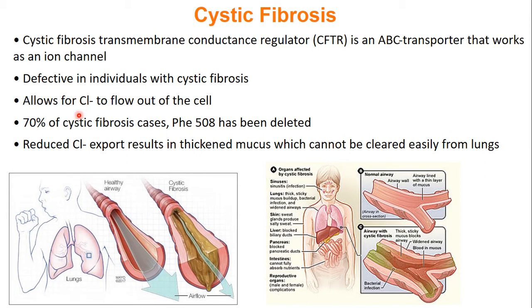But for 70% of cystic fibrosis cases, one amino acid, phenylalanine 508, has been deleted, and this channel no longer works. So you don't have as much calcium flowing into your airways, which means that you will get a thickened mucus. You cannot clear this mucus from your airways, so you're constantly coughing. You get infections a lot easier. You have a hard time breathing. There's a lot of different ailments that come from one amino acid being deleted in one protein.